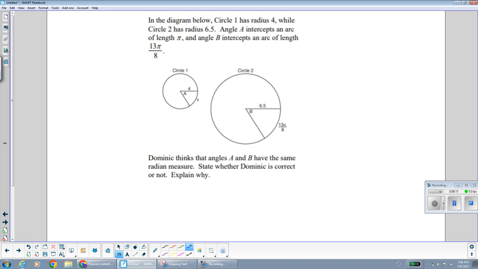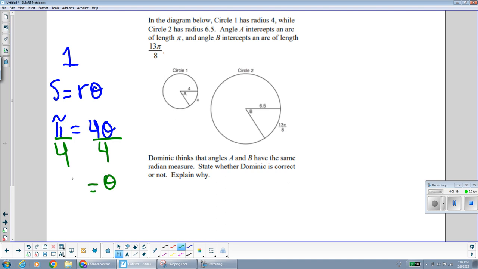So when you're dealing with radians, we have a formula for arc length. S equals R times theta. And S means the arc length. So for circle 1, I'll label the circle 1, the arc length is pi. R means radius, and here that's 4. And theta is the central angle, which we're trying to solve for. So if we divide both sides by 4, I find that the angle for circle 1 that made this arc length is pi over 4. So that is angle A.